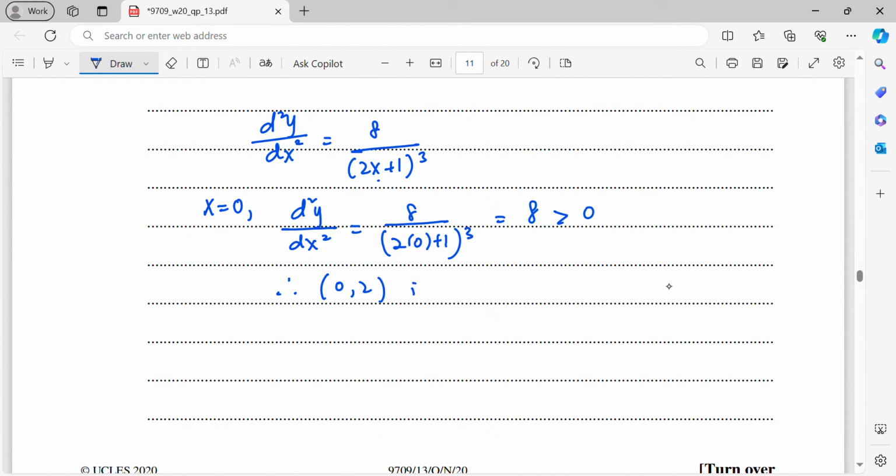Therefore, (0, 2) is a minimum point. So done for this question.